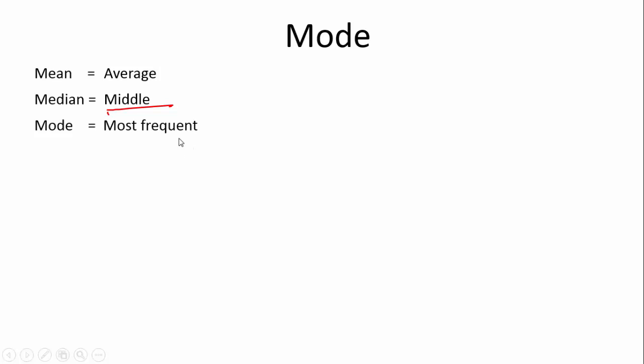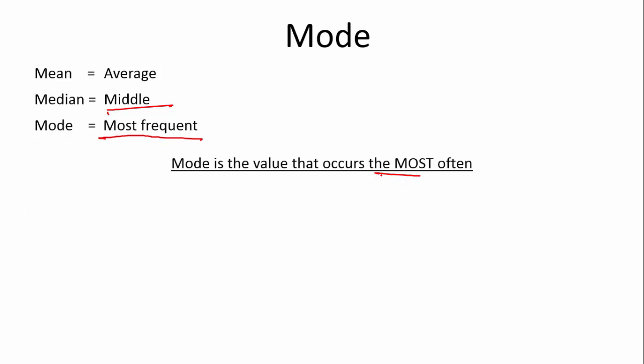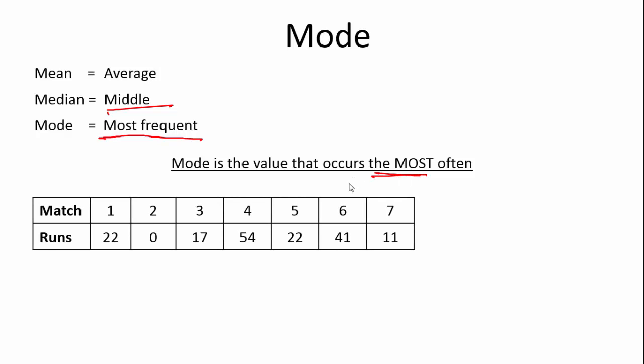And now your mode is your most frequent. Mode, most frequent. So this is the number that appears the most in a data set. This is the value that occurs the most or the most often in the data set. So let's take our cricket example. We have our matches and our runs. We've changed a couple of values for this example. And the beautiful thing is you don't need any equations. No equations are needed to solve the mode. This is great. Many of you are probably very excited about this.